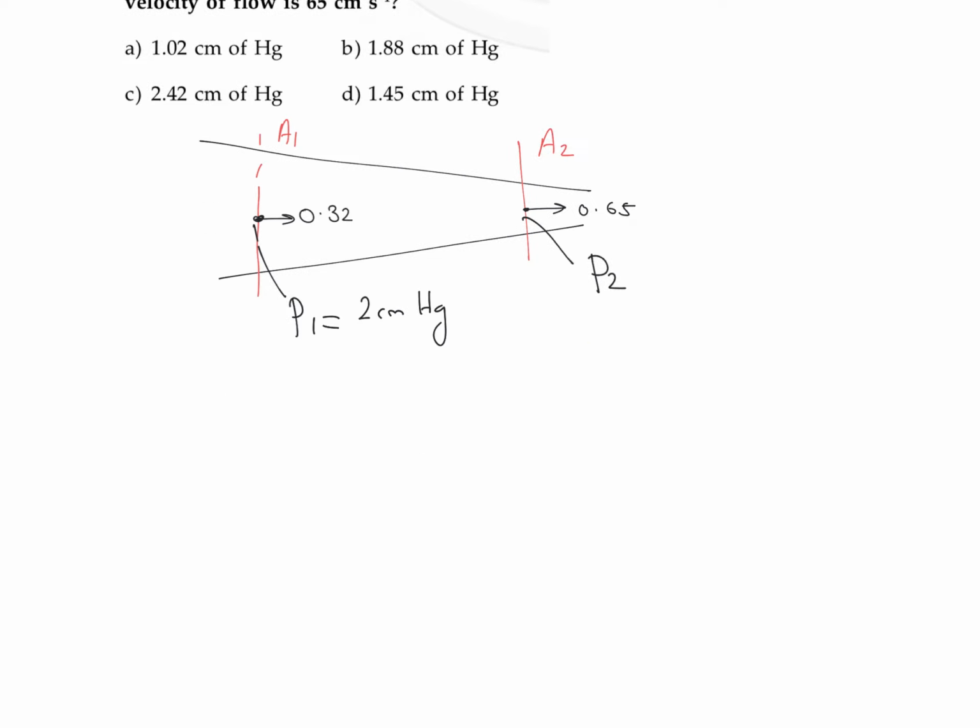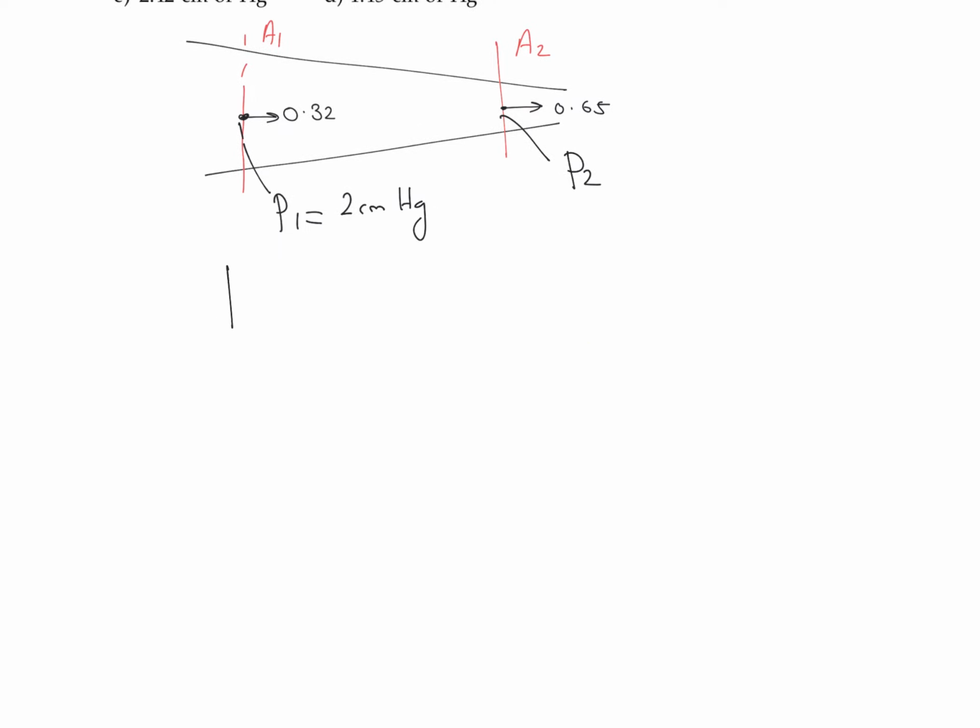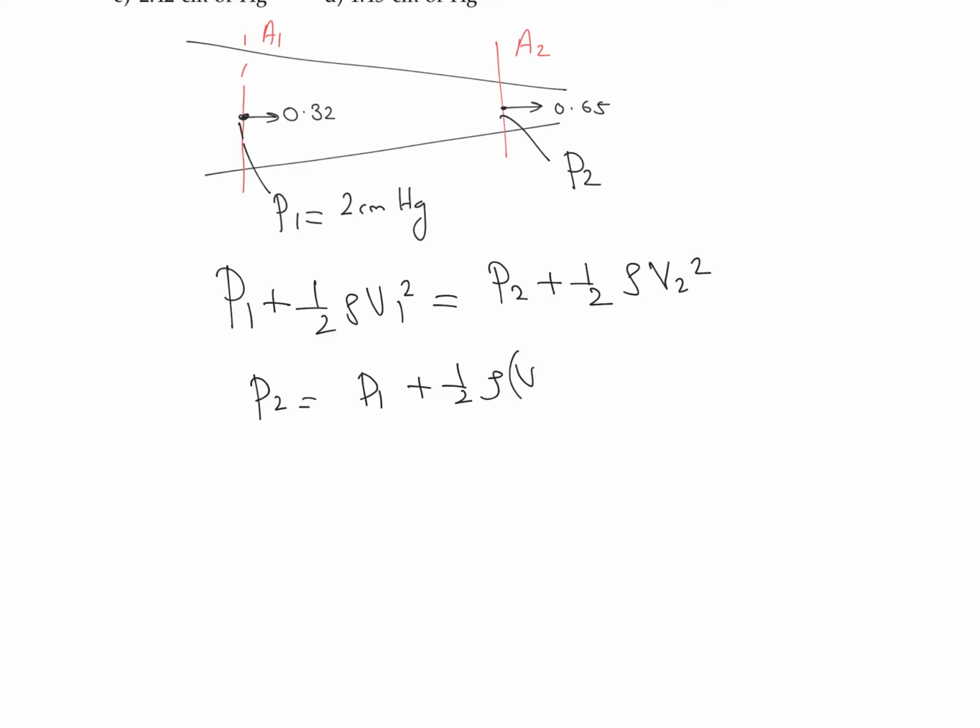Now we can write Bernoulli's theorem between these 2 points. So we can write pressure at point 1 plus half into rho into V1 square is equal to P2 plus half into rho into V2 square. The gravitational potential energy is the same, that's why I'm not going to write it; they are going to get cancelled. So we need to find the value of P2, which can be written as P1 plus half into rho into V1 square minus V2 square.